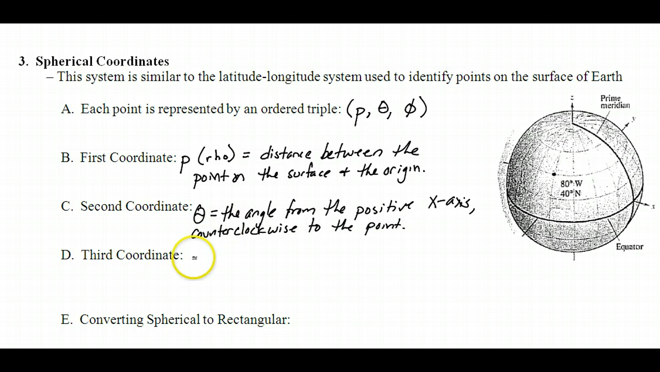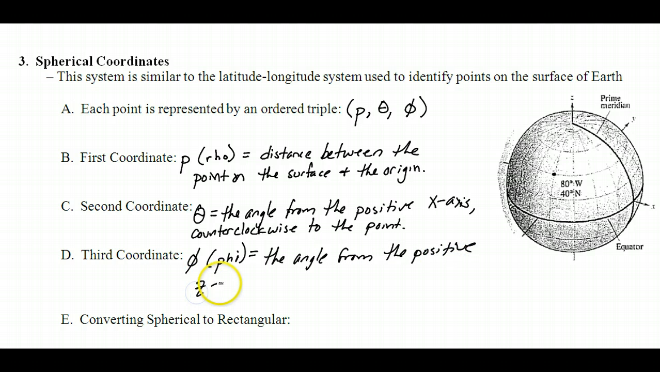And then our third coordinate, phi. Just kidding, phi, whoa, it's phi, that's an I, not an E. So phi is equal to the angle from the positive z-axis to our segment OP, where O is the origin and P is our point. The angle from the positive z-axis to the segment OP.